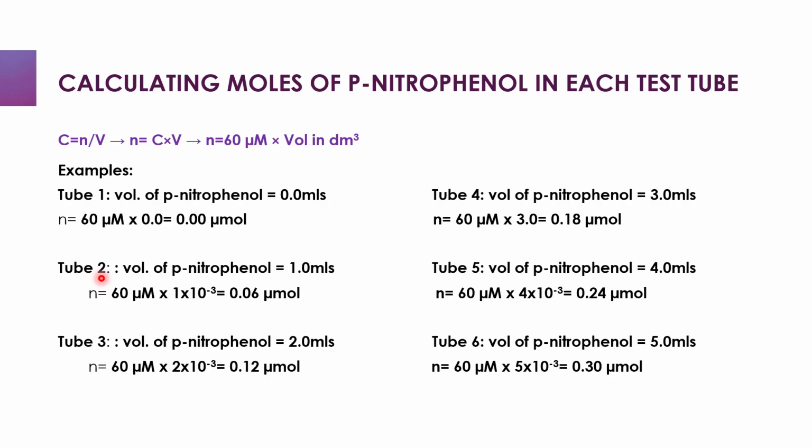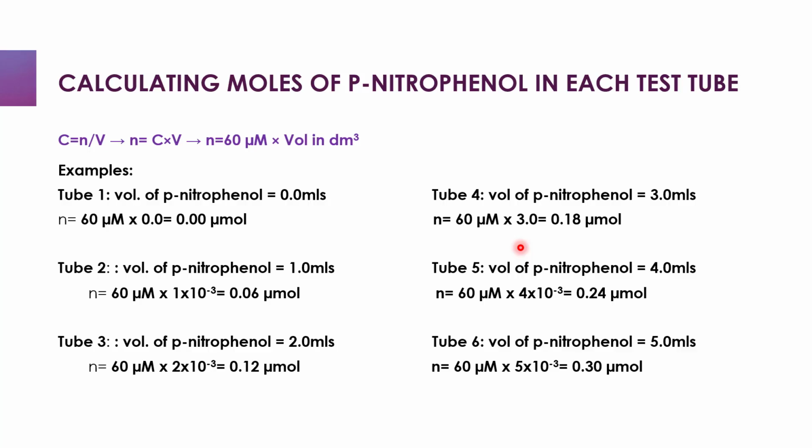Now, test tube 2: the volume of p-nitrophenol is 1. If you substitute this, we shouldn't forget we have to convert this into dm cube. So if you convert this into dm cube, then 1 over here becomes 1 times 10 to the negative 3. If you calculate this, you get 0.06 micromole. For test tube 3, the volume of p-nitrophenol added is 2 ml. So if you substitute it into the equation, we will get 0.12 micromole.